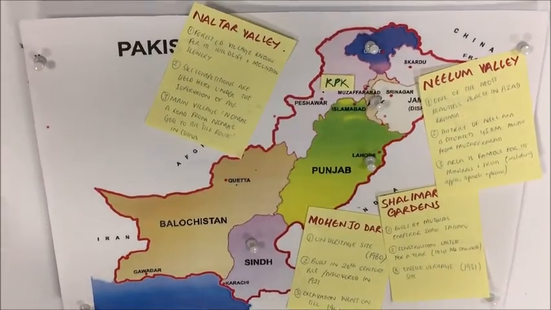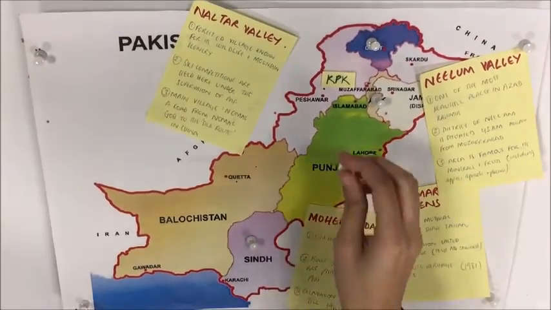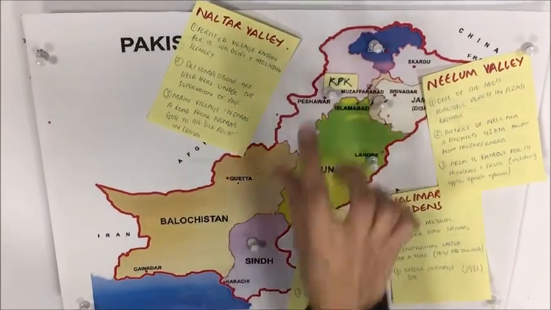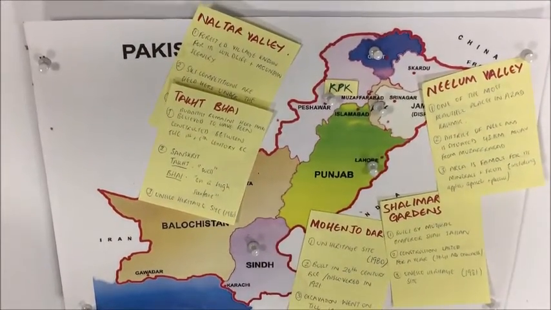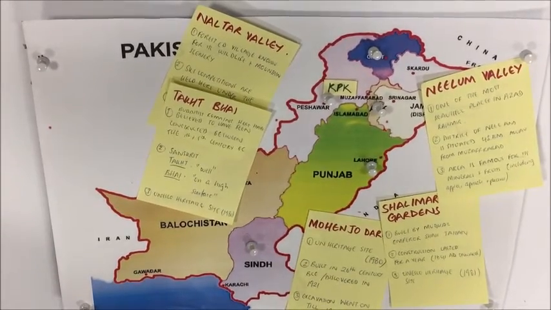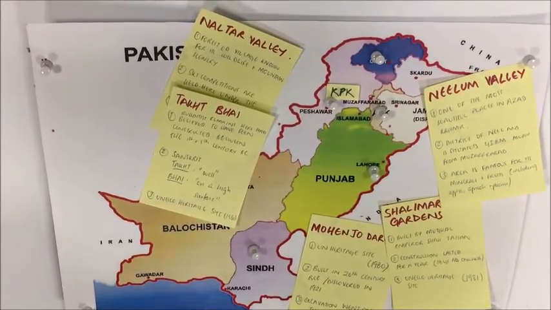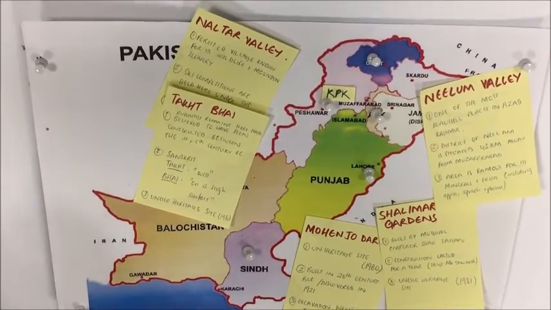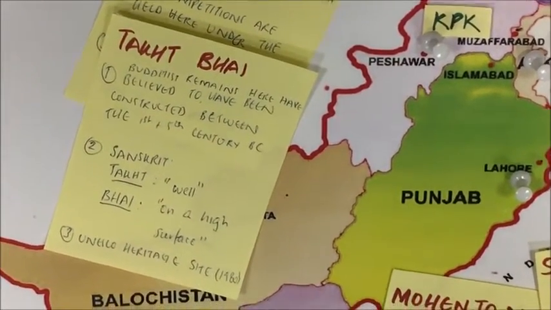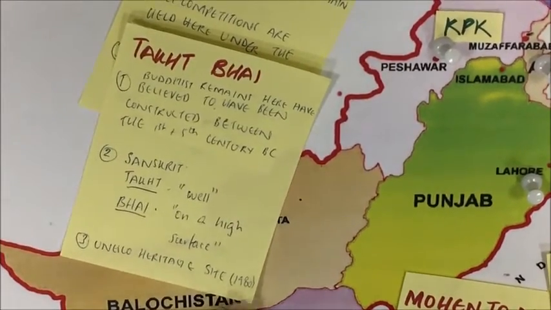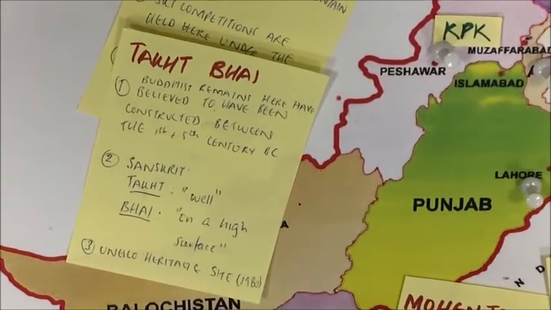From here, you can move towards Khyber Pakhtunkhwa, and you will find a site very close to Peshawar called Takht-e-Bhai. Takht in Sanskrit means well, and Bhai means on a high surface. It is believed that Buddhist remains were constructed here between the 1st and 5th century BC, and this place became a UNESCO heritage site in 1980.